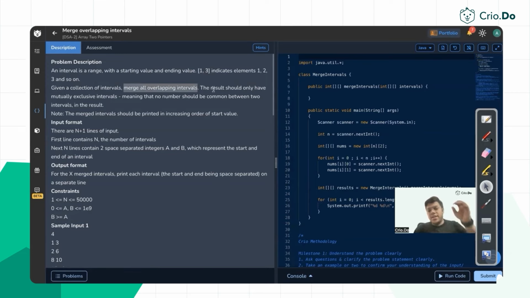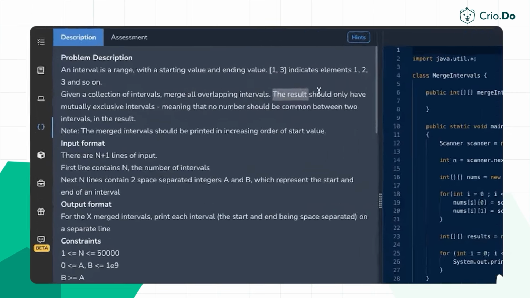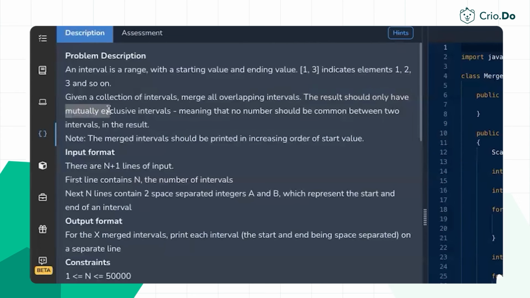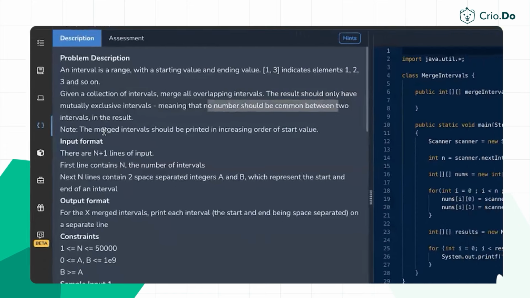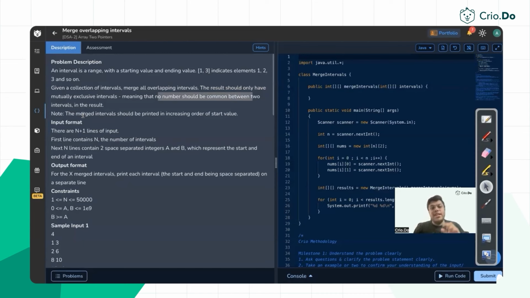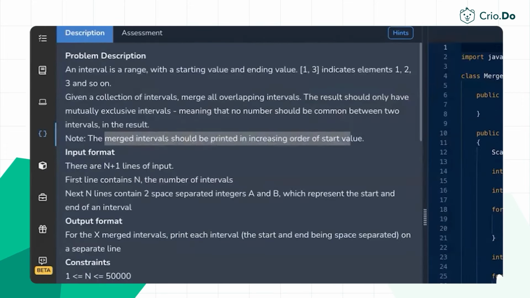That we will figure out later on, but first let's read the problem statement completely. The result should only have mutually exclusive intervals. Now, what are mutually exclusive intervals? The intervals such that no number should be common between two intervals. That is, they should be non-overlapping. They should not have any point of time which is common in two intervals after we are merging them. Another note is that the merged intervals should be printed in increasing order of the starting value.